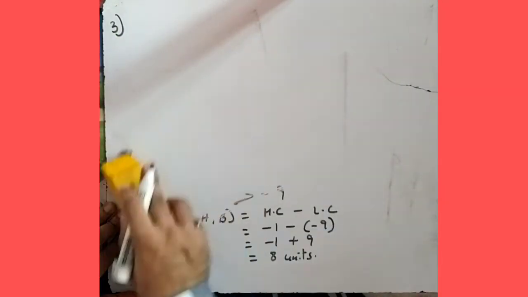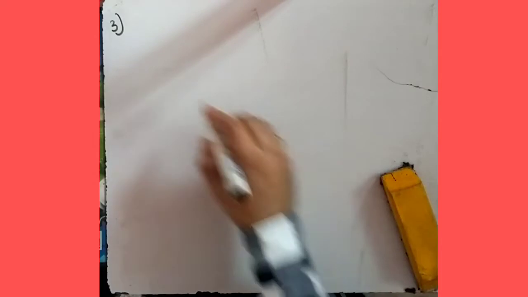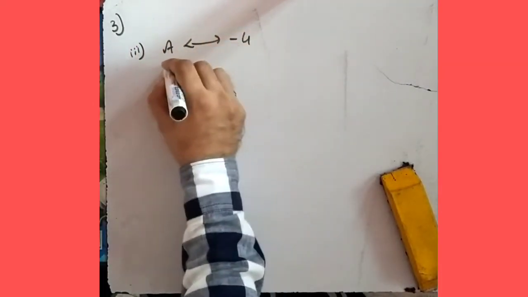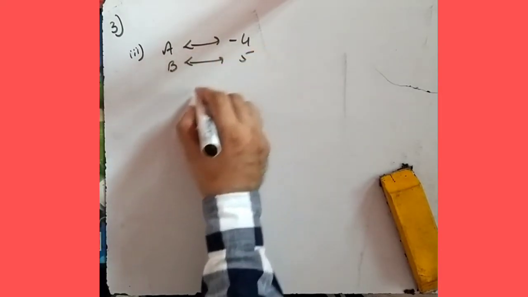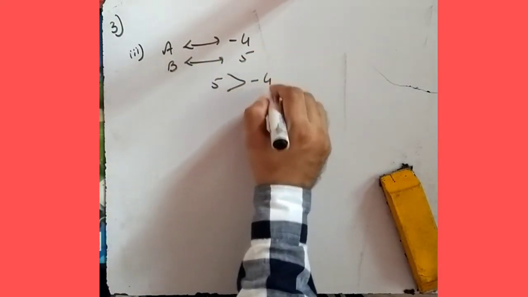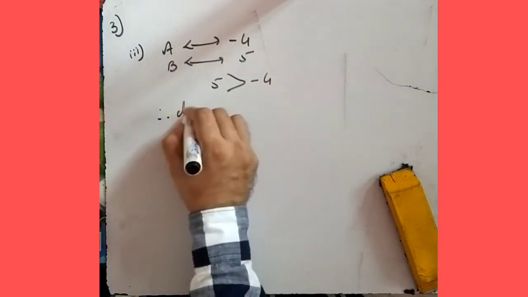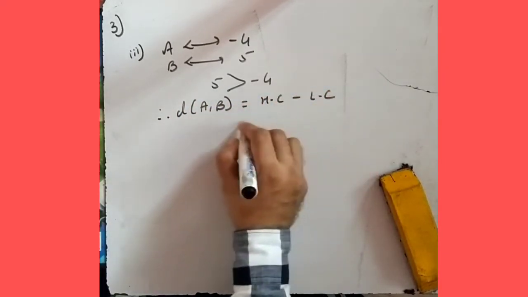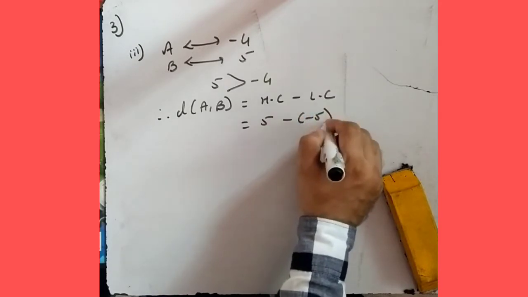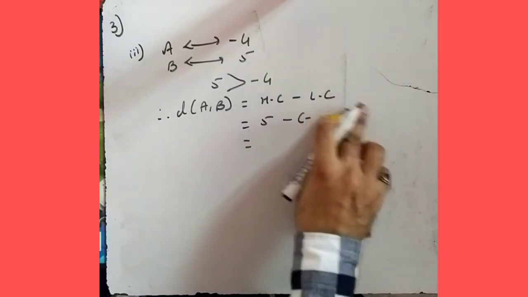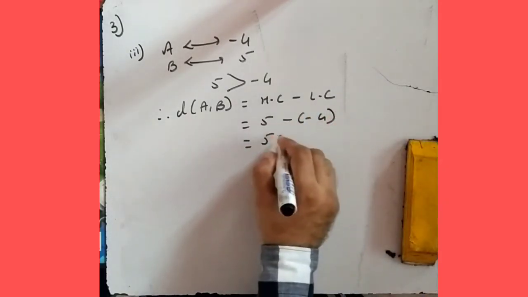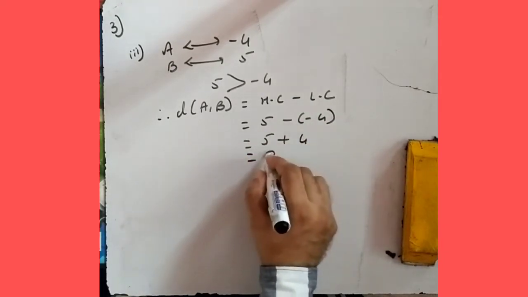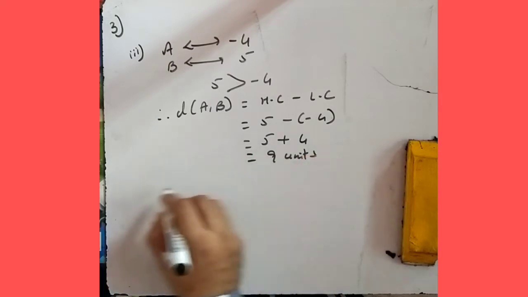In the third sum, coordinates are as given over here. A coordinate is minus 4, B coordinate is 5. 5 is greater than minus 4. Therefore the distance AB is equal to higher coordinate minus lower coordinate. 5 minus minus 4, 5 plus 4, minus minus plus, and that is 9 units.